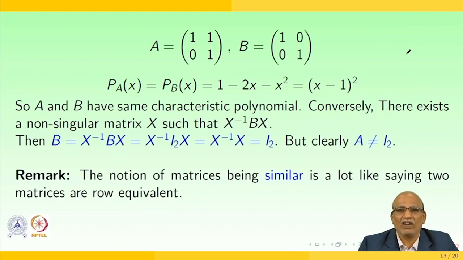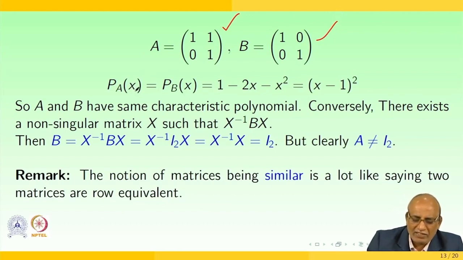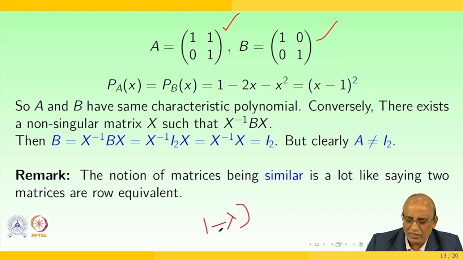Well, further, let us see this example. We have a matrix A, 1, 1, 0, 1, and the matrix B, 1, 0, 0, 1. Now, what are the characteristic polynomials p_A(x) and p_B(x)? So, p_A(x) is 1 minus 2x plus x square, right? That is (1 minus x) times (1 minus x).